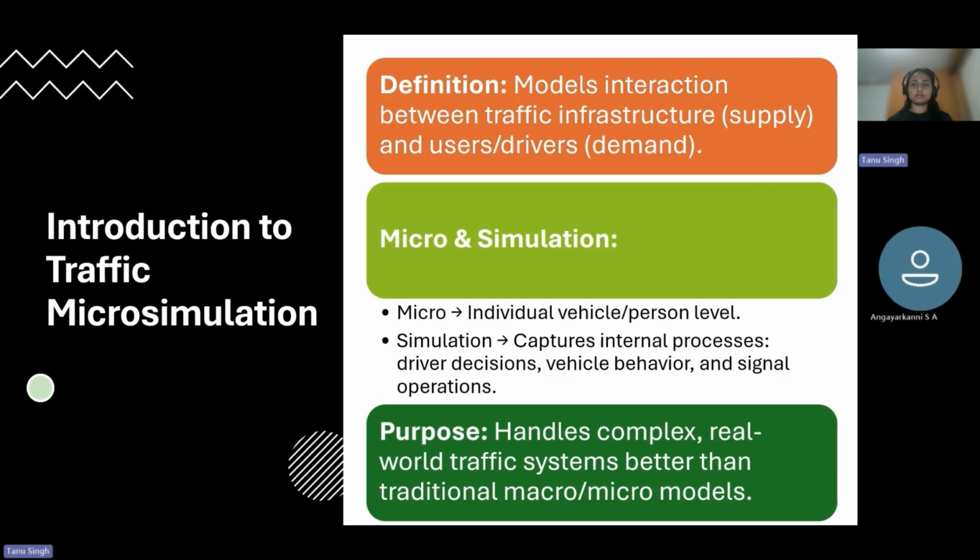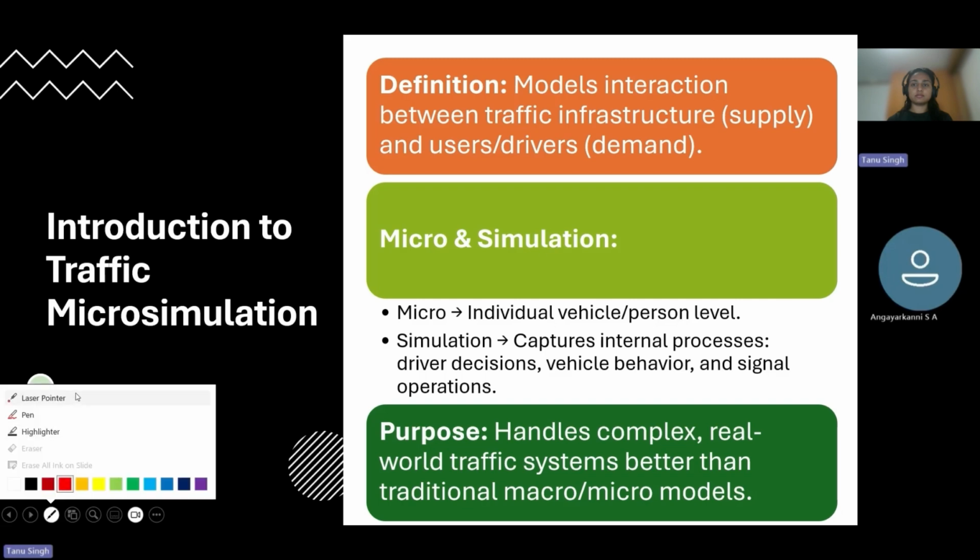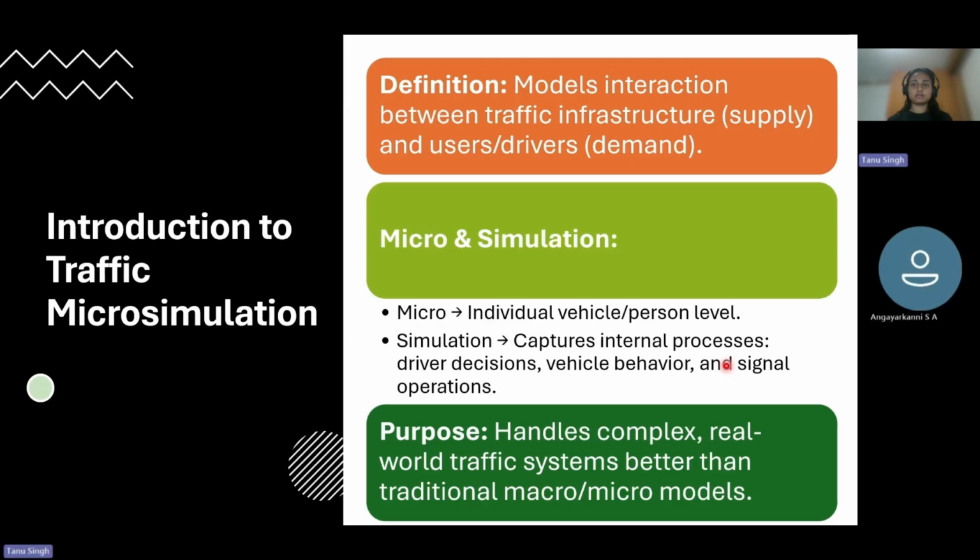So why do we call it micro? Because it works at the individual level, tracking each vehicle or person, and simulation because it models the internal process, not just the end results. For example, how a driver decides to overtake or how a signal affects the vehicle flow. That's the reason we call it traffic microsimulation.